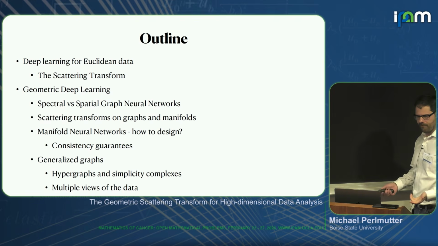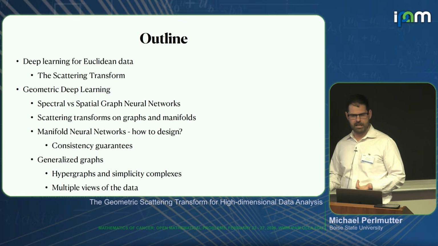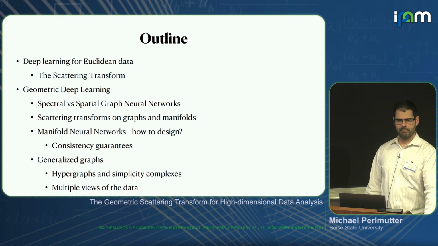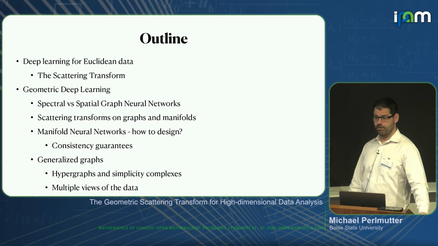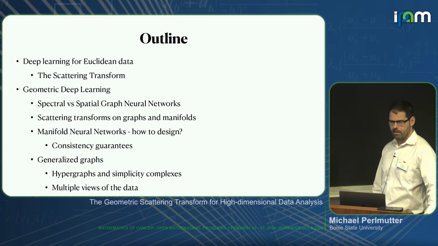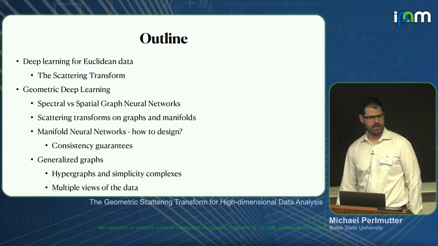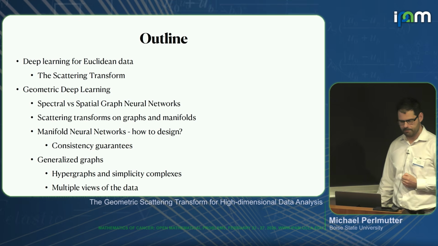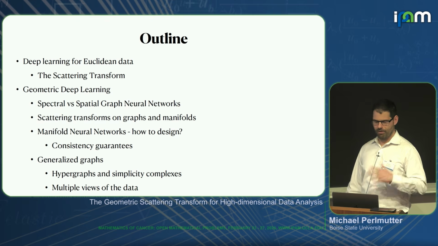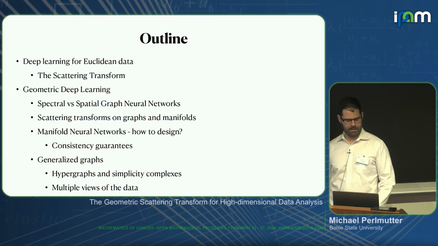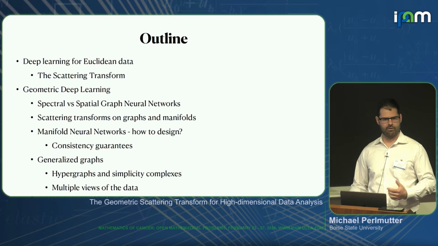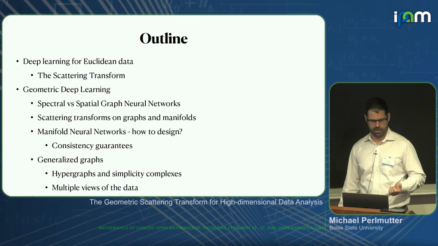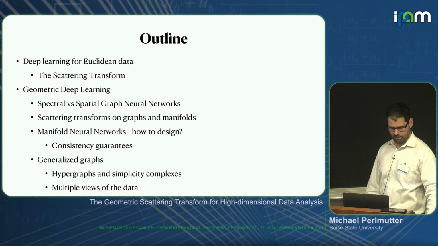So with that said, the outline is I'm going to first do a brief overview of deep learning for Euclidean data, and I'm going to talk about a mathematical model of deep learning called the scattering transform. Then I'm going to talk about how this can be adapted to geometric deep learning, talk about two different types of graph neural networks, spectral and spatial, and how the scattering transform can fit into this. And then I'm going to talk about how to design neural networks for data that's assumed to satisfy the manifold hypothesis, or possibly not, and consistency guarantees, which do require the manifold hypothesis. And then at the end, I'm going to talk about some generalized graphs, such as hypergraphs that go beyond pairwise relations, and simplicial complexes, which impose additional structure, somewhat related to the TDA we've heard about throughout various of the talks.